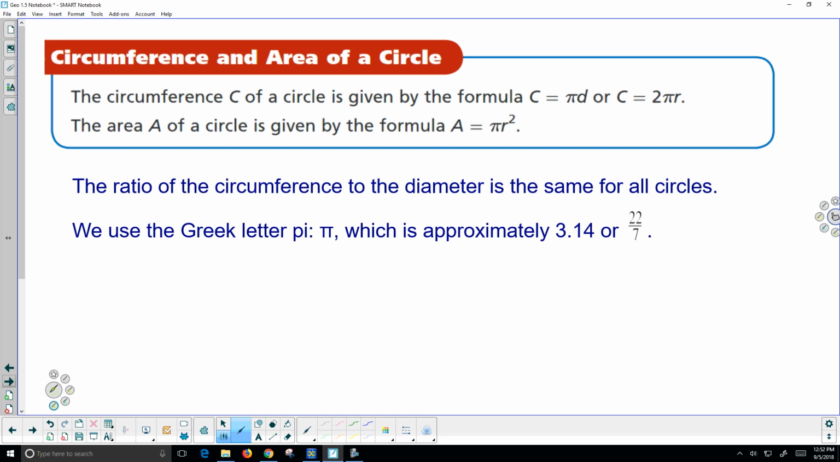The next up, I need you to put in your notes that the circumference C of a circle is given by the formula capital C equals pi d, where d is the diameter, or capital C equals 2 pi r, where r is the radius. The area of a circle is given by the formula capital A equals pi r squared, where r is the radius.